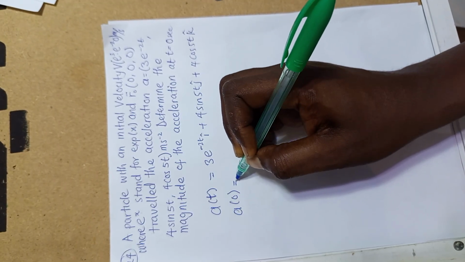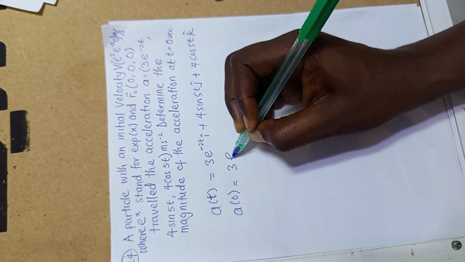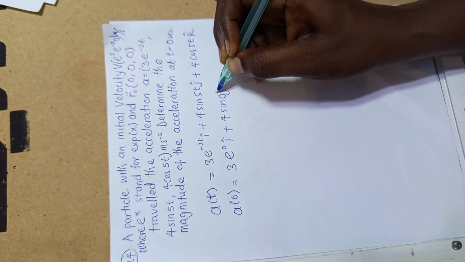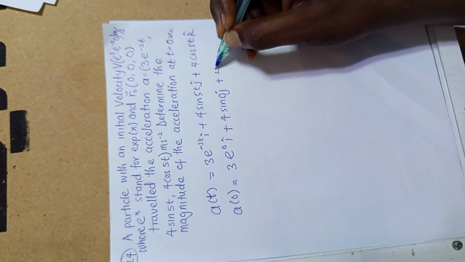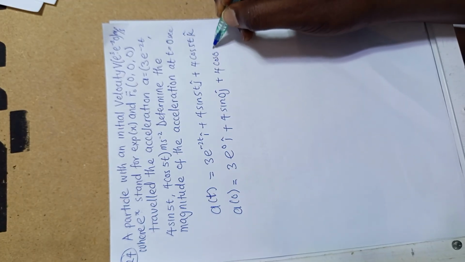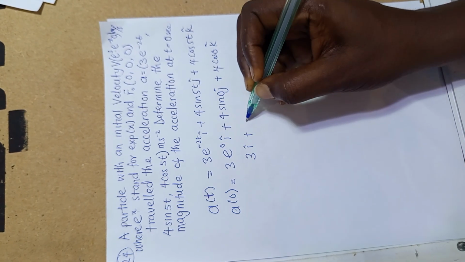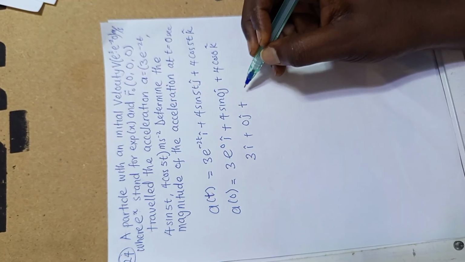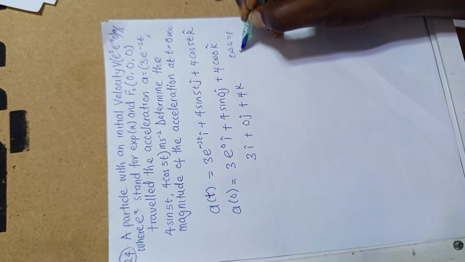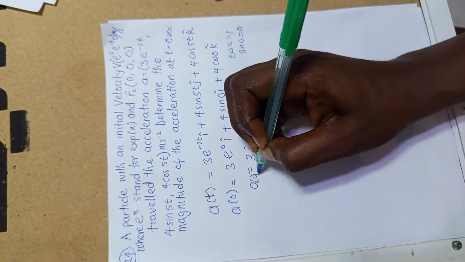What about at t equal to 0? What will it be? If you put 0 here, it becomes 3 exponential 0 i, 4 sine 0 j plus 4 cos 0 k. So this one will now give us 3i plus 0j plus 4k, because cos 0 is 1 and sine 0 is 0. So that is clear.